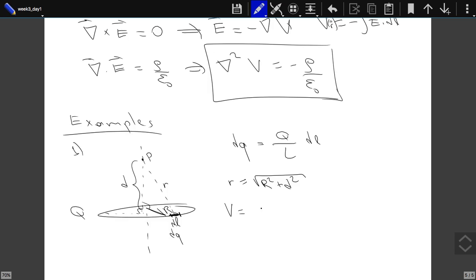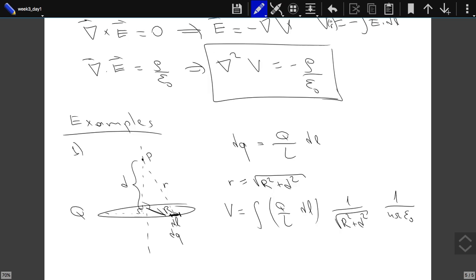So the potential is just the sum of the potentials created by all of those segments. It's the sum of q over L dl. This is the charge of that segment. 1 over square root of r squared plus d squared is the distance of that segment from our observation point. And then we have the 1 over 4 pi epsilon 0, the overall constant.